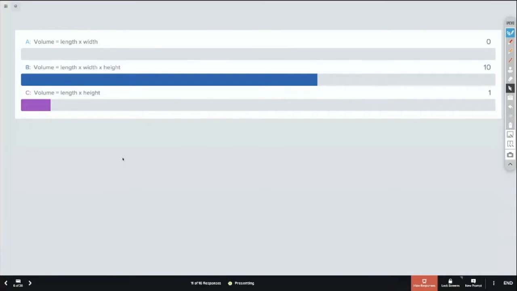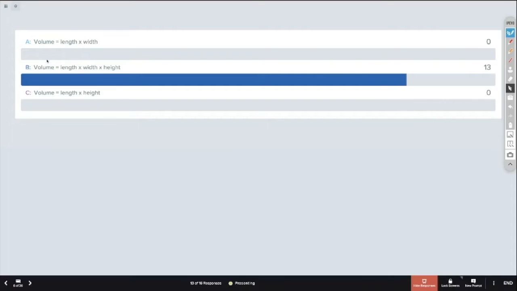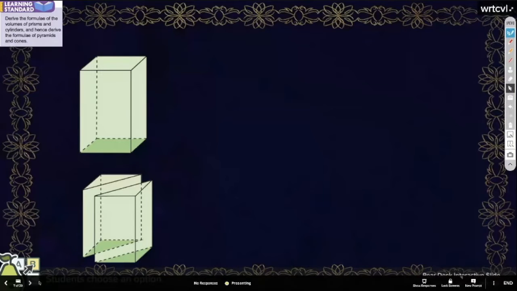Okay, what is the formula to find the volume? Everybody chose B. Is that correct? Okay, yes lah. So to determine the volume of a cuboid, it is length times width times height. So this one is the length, width, and the height. Good, well done. So when we go to this one, it is the cuboid.